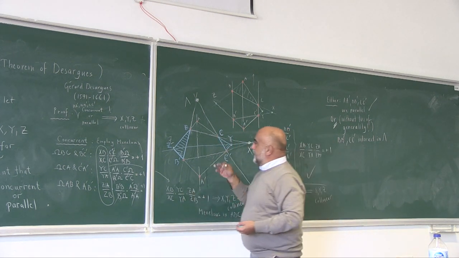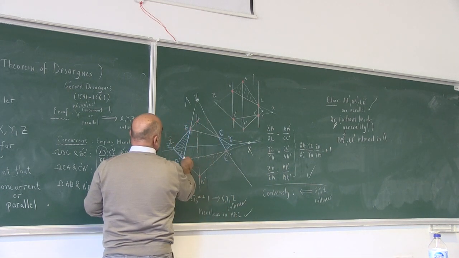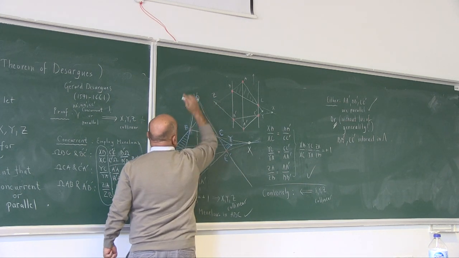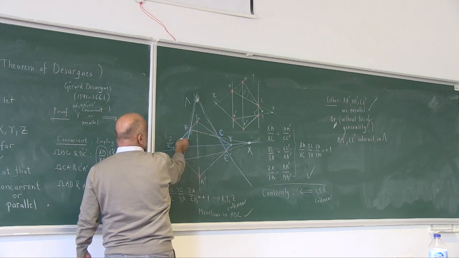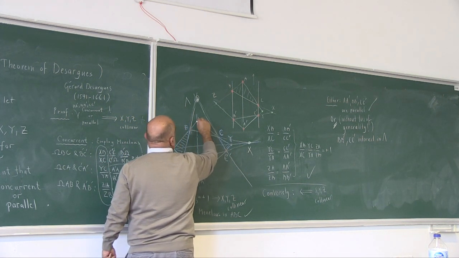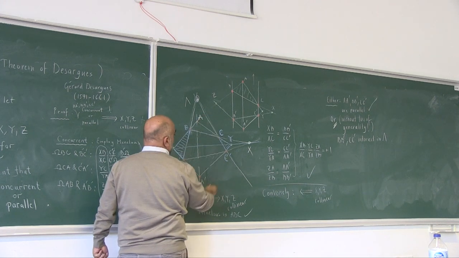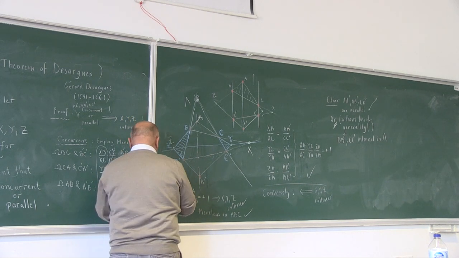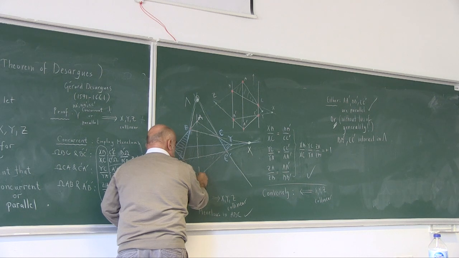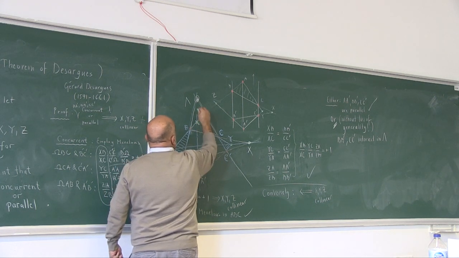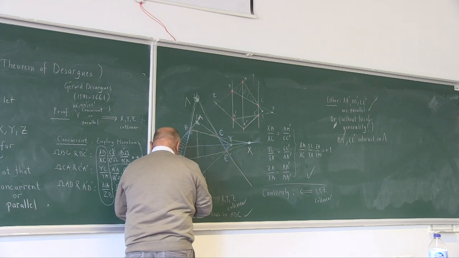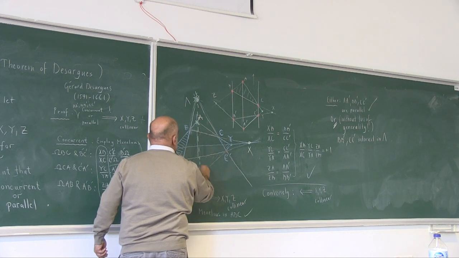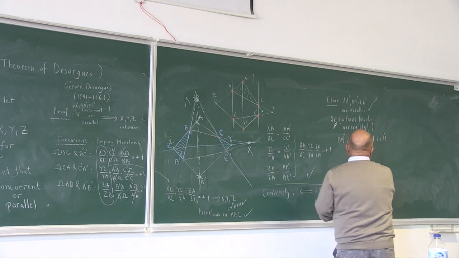So, if I let the sides intersect two by two, well, BB prime and CC prime intersect in lambda. On the other hand, ZB and CY intersect in A. And finally, YC prime and ZB prime intersect in A prime. So it means that the points A prime, A and lambda must all lie on the same line.